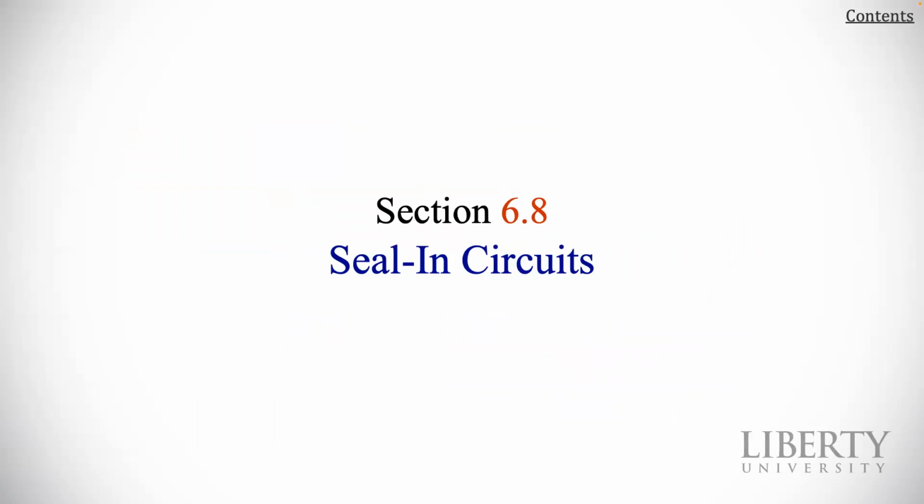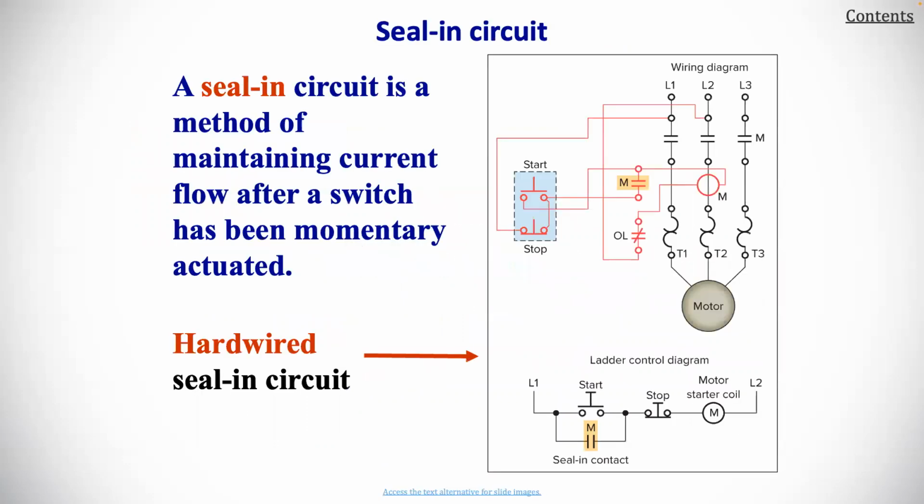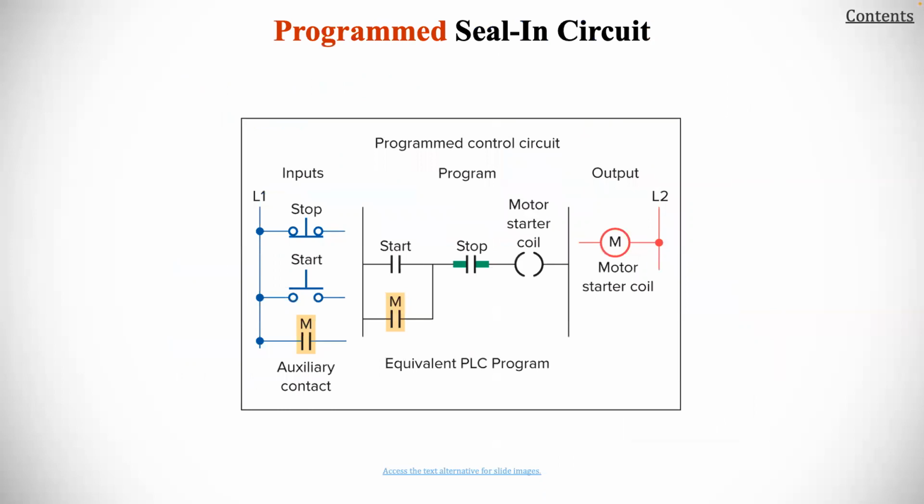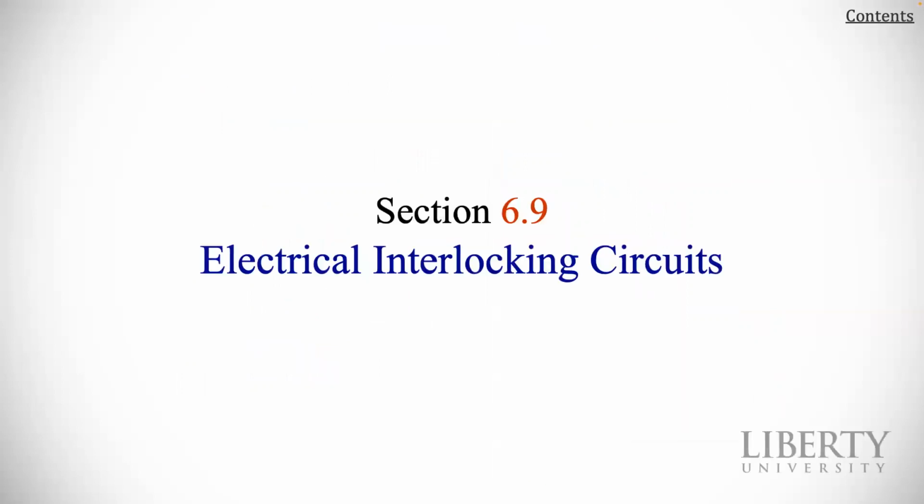For CLN circuits, a CLN circuit is a method of maintaining current flow after a switch has been momentarily actuated. Here in the picture, we have an example showing a hardwired CLN circuit. Here is an example of a programmed CLN circuit, and you can refer to the textbook to see a little bit more about that.